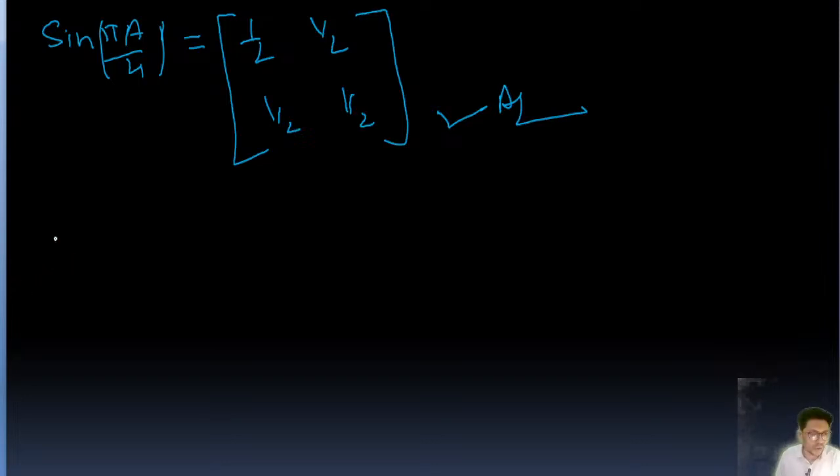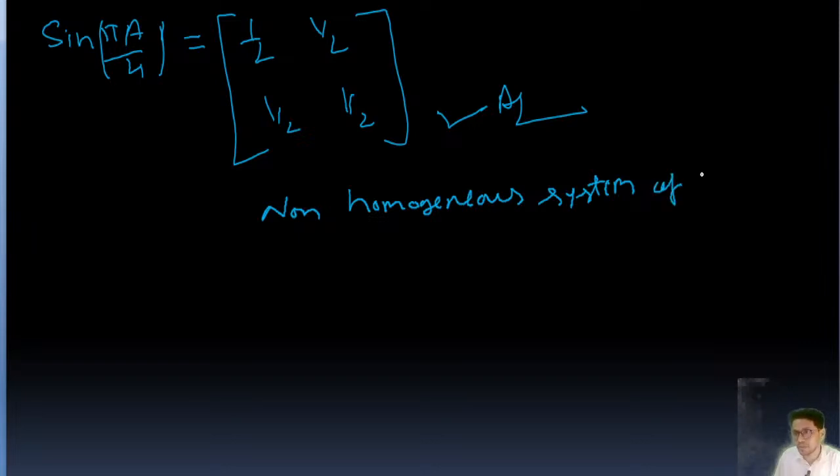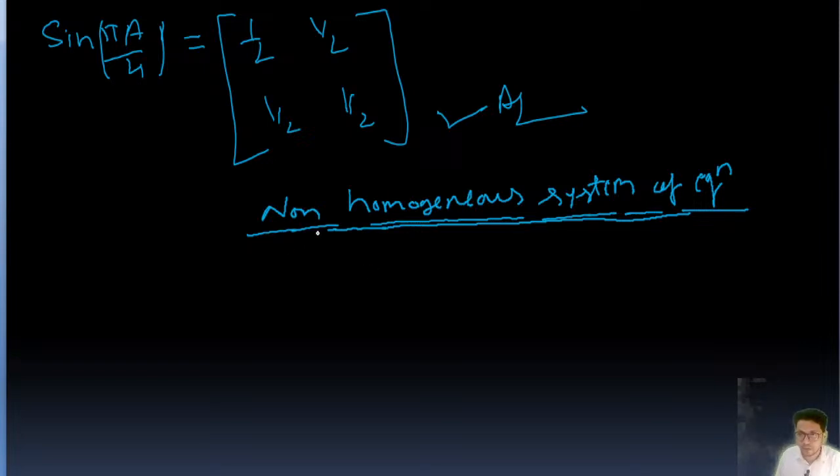Next is the non-homogeneous system of equations. If we have been given a non-homogeneous system of equations, what to do? I'll make a chart for this.